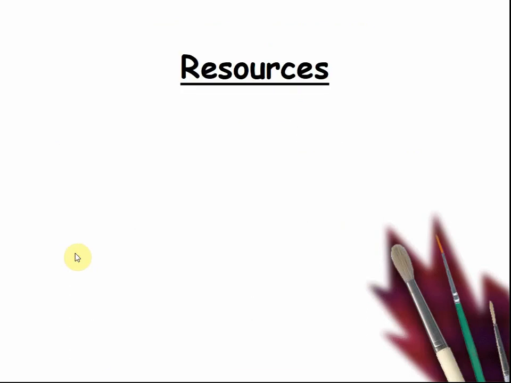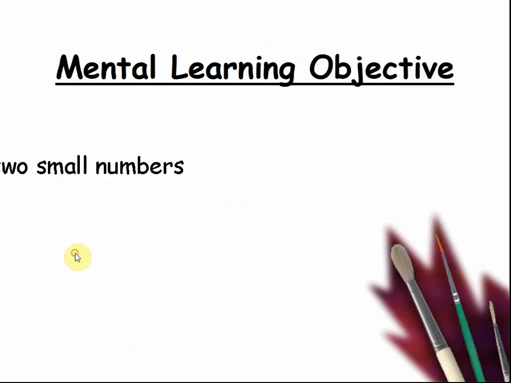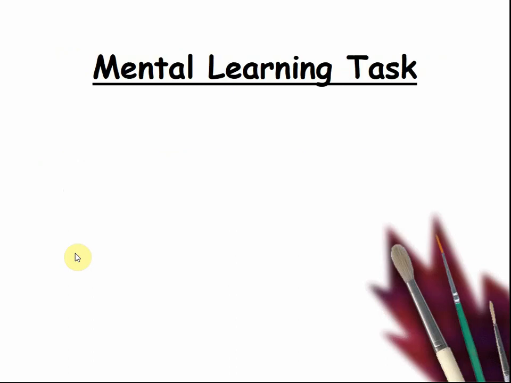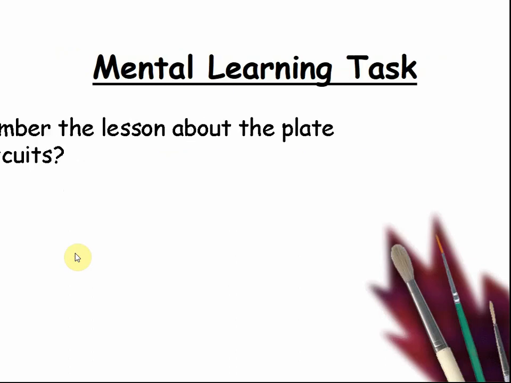The resources you need for today will be a 1 to 6 dice for each pair, linking cubes. The mental learning objective today will be I can multiply two small numbers mentally. The mental learning task is this.